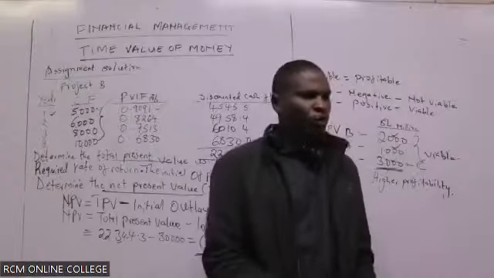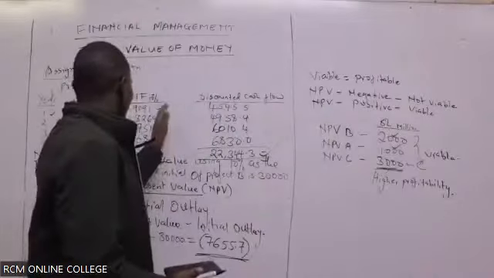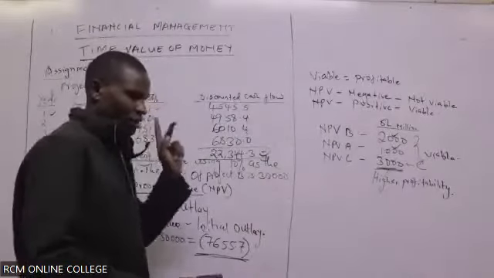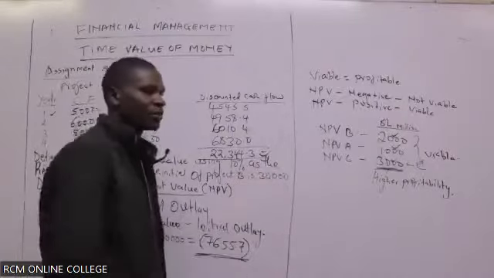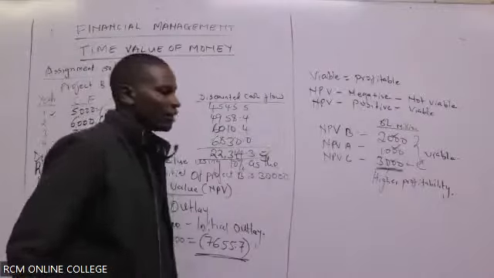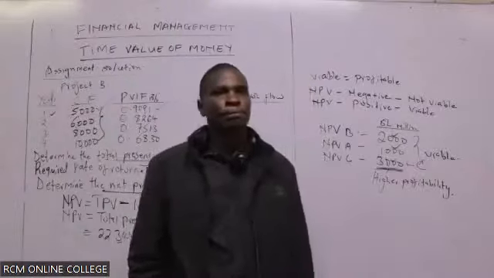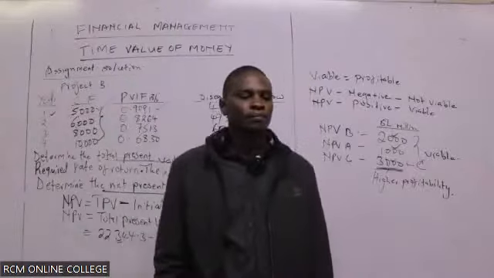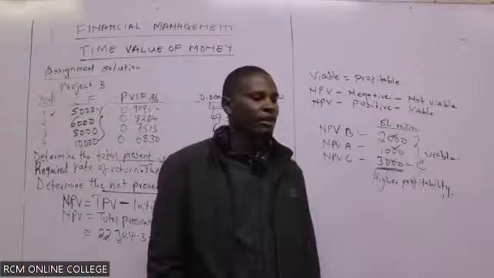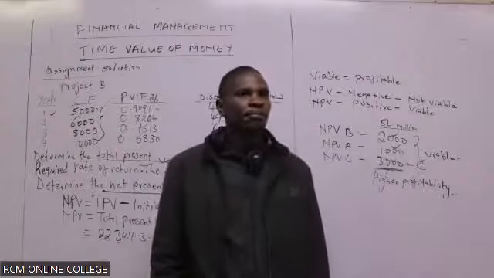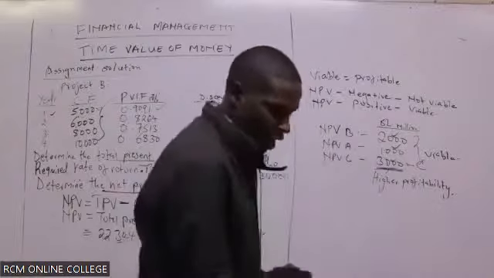So class, are we together as far as discounting of irregular cash flow is concerned? Are we together? Because this should be at your fingertips. The knowledge should be at your fingertips. Are we together as far as that is concerned? Good.